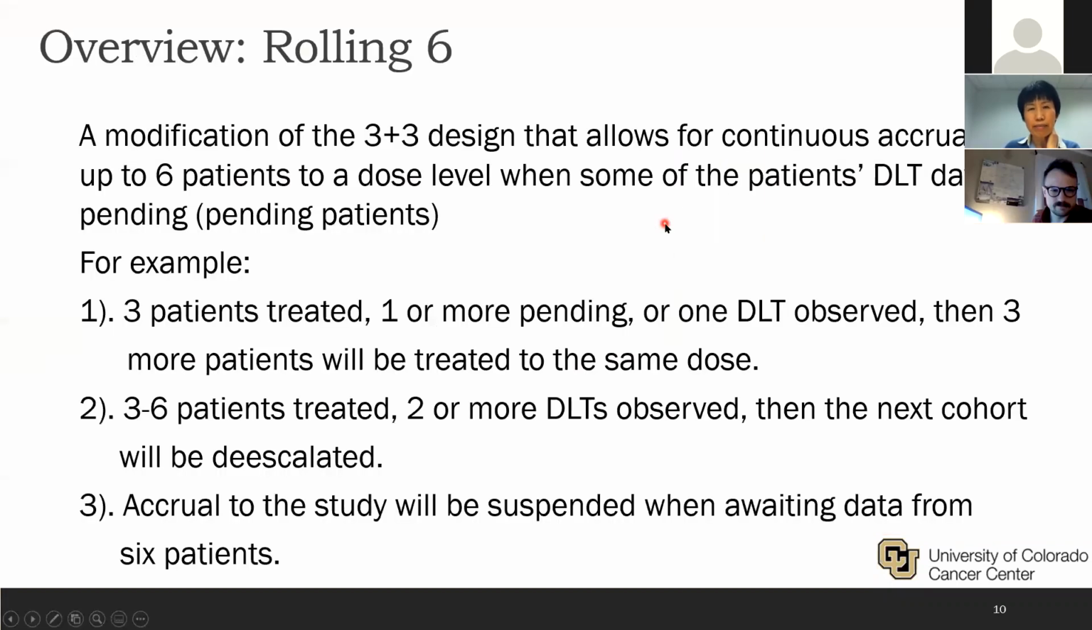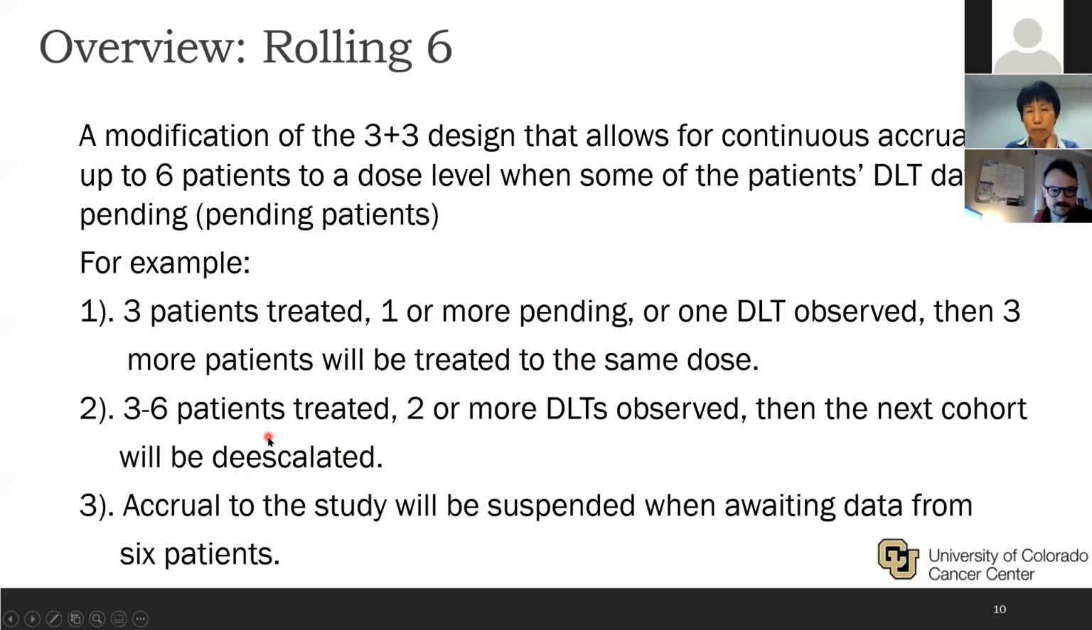The rolling 6 design is a modification of the 3+3 design, which allows for continued accrual up to 6 patients at a dose level when some of the patients' DLT data are still pending. We call those patients with their DLT data pending as pending patients. For example, if 3 patients have been treated, with 1 or more pending, or 1 DLT observed, then 3 new patients can be accrued to be treated at the same dose without having to resolve the pending patients' DLT.